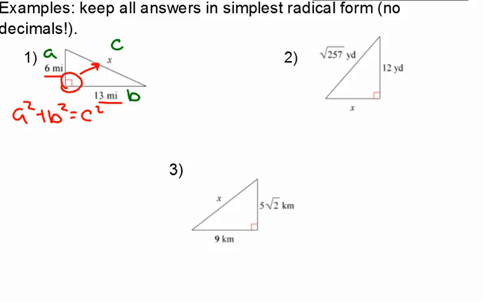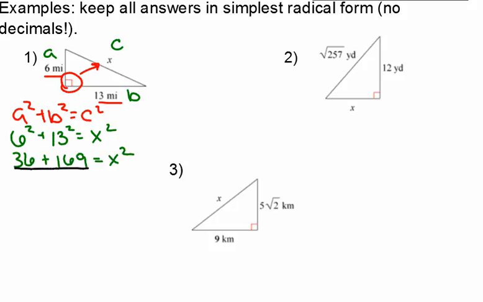So we just substitute in. For a, we labeled that 6, so we would have 6 squared. For b, we have 13, so that becomes 13 squared is equal to our c value, which is x. We're trying to find that variable, so we'll have an x squared. Now we simply just square everything. So 6 squared gives us 36. We have 13 squared, so 169, is equal to x squared.